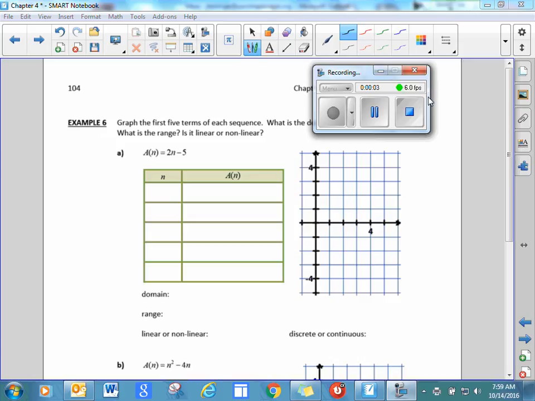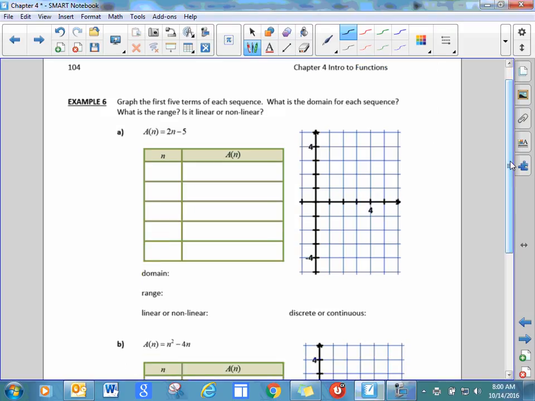Here we go with the rest of 4F. We've got a couple more examples on this page before we actually start the 4F practice. They're asking us to do a couple different things, so we'll just go ahead and look at the instructions.